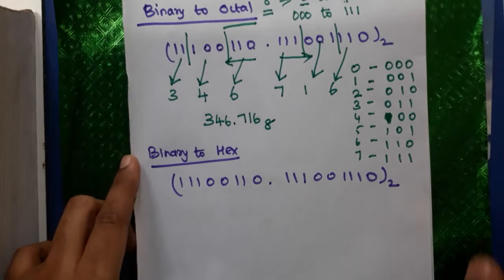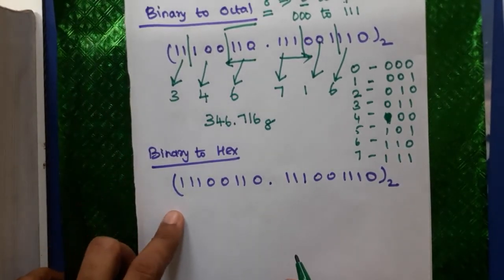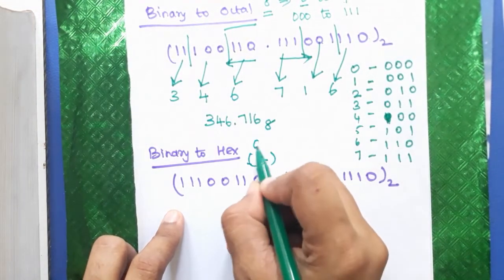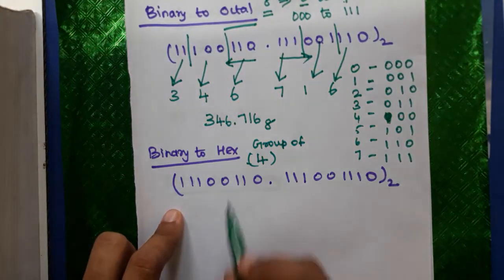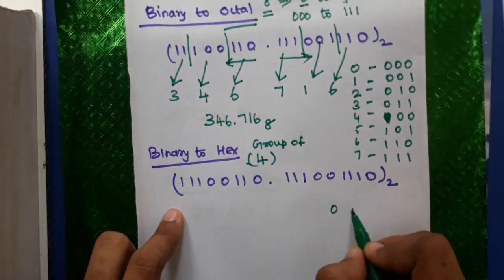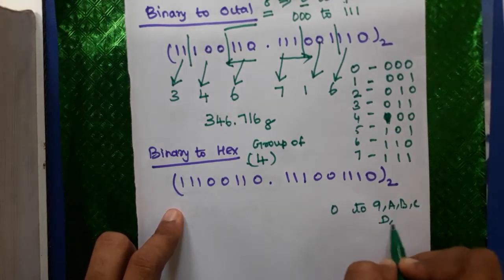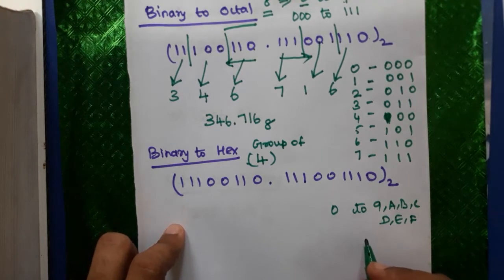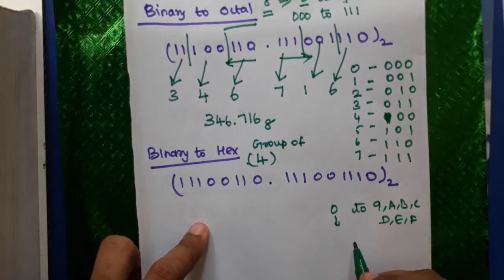Similarly, I can also convert a binary number into a hexadecimal number by grouping the bits in 4. Group of 4. Why group of 4? Hexadecimal number has symbols from 0 to 9 and A, B, C, D, E and F. That is, there are 16 different symbols. Yes, each of them requires just 4 binary bits to represent.